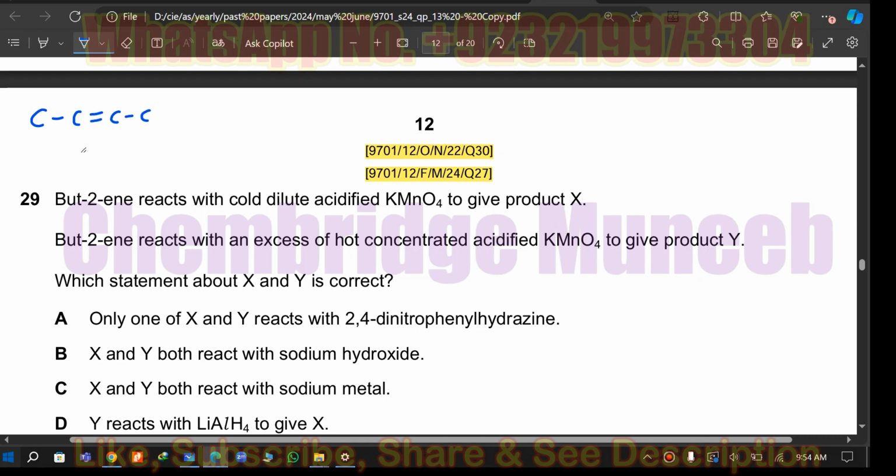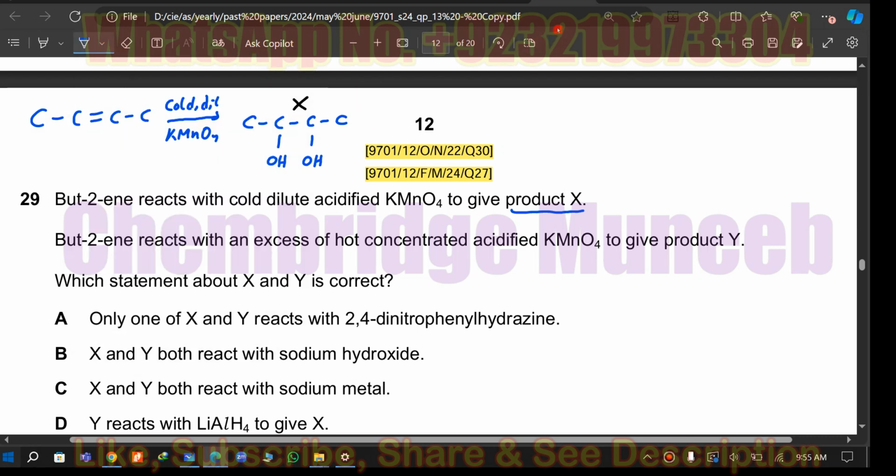This is a simple version of the butene. When it reacts with cold dilute KMnO4, we do the hydroxylation of this compound. According to this reaction, the hydroxyl groups will come across the carbon-carbon double bond. As a result, the product obtained will have two hydroxyl groups on the previous carbon-carbon double bond. So this is the product X. We will label it as product X.